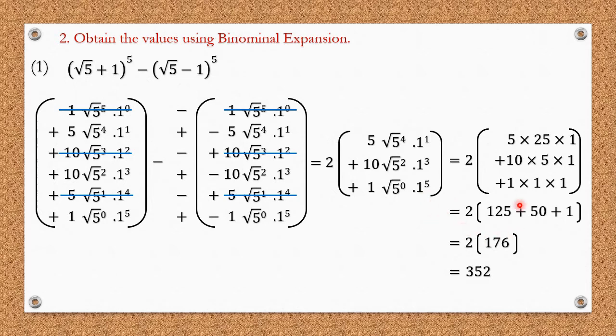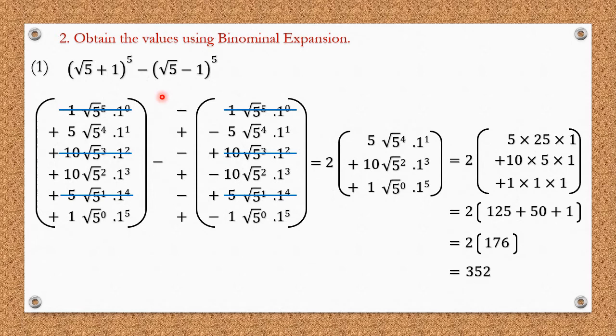Next, I am going to simplify this. 5 into 25 is 125 plus 10 into 5, 50 plus 1. So the total of these three values is 176. Therefore, 176 into 2 is 352. That means using the binomial expansion, if I expand these two terms and find its answer, the final answer will be 352. So this is how you calculate these kind of sums.